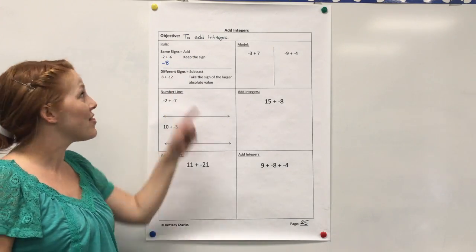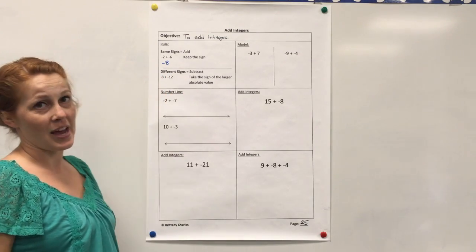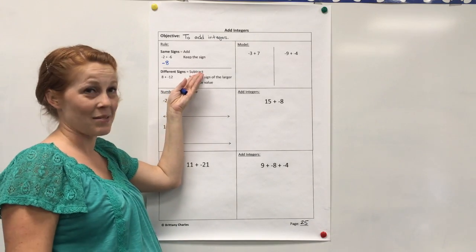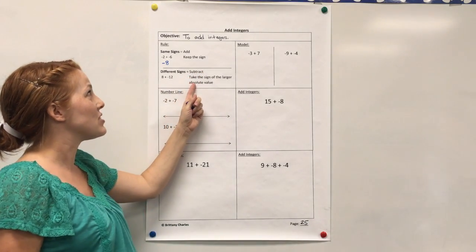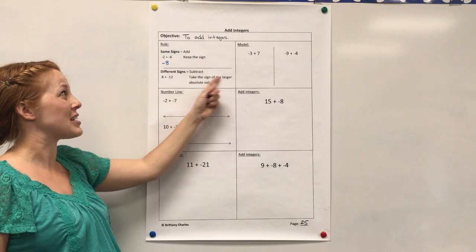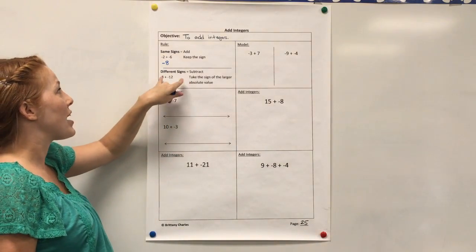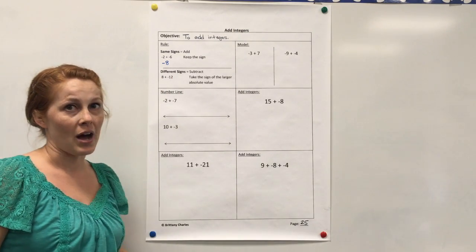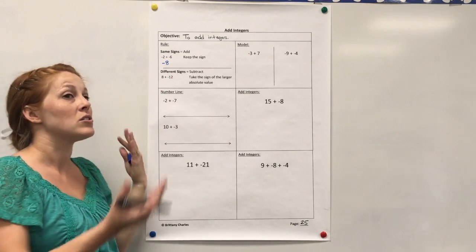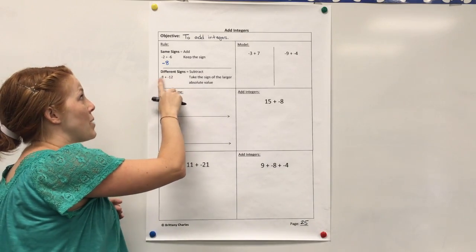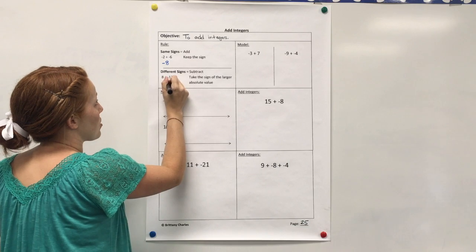All right, and then if I have different signs, instead of adding them, I'm going to subtract them, okay? And then, so I can see what sign it is, I'm going to take the sign of the larger absolute value. So for example, if I just look at 8 and 12, I'm going to subtract those two numbers, taking the larger number, larger absolute value, first. So 12 minus 8, well, that's 4.